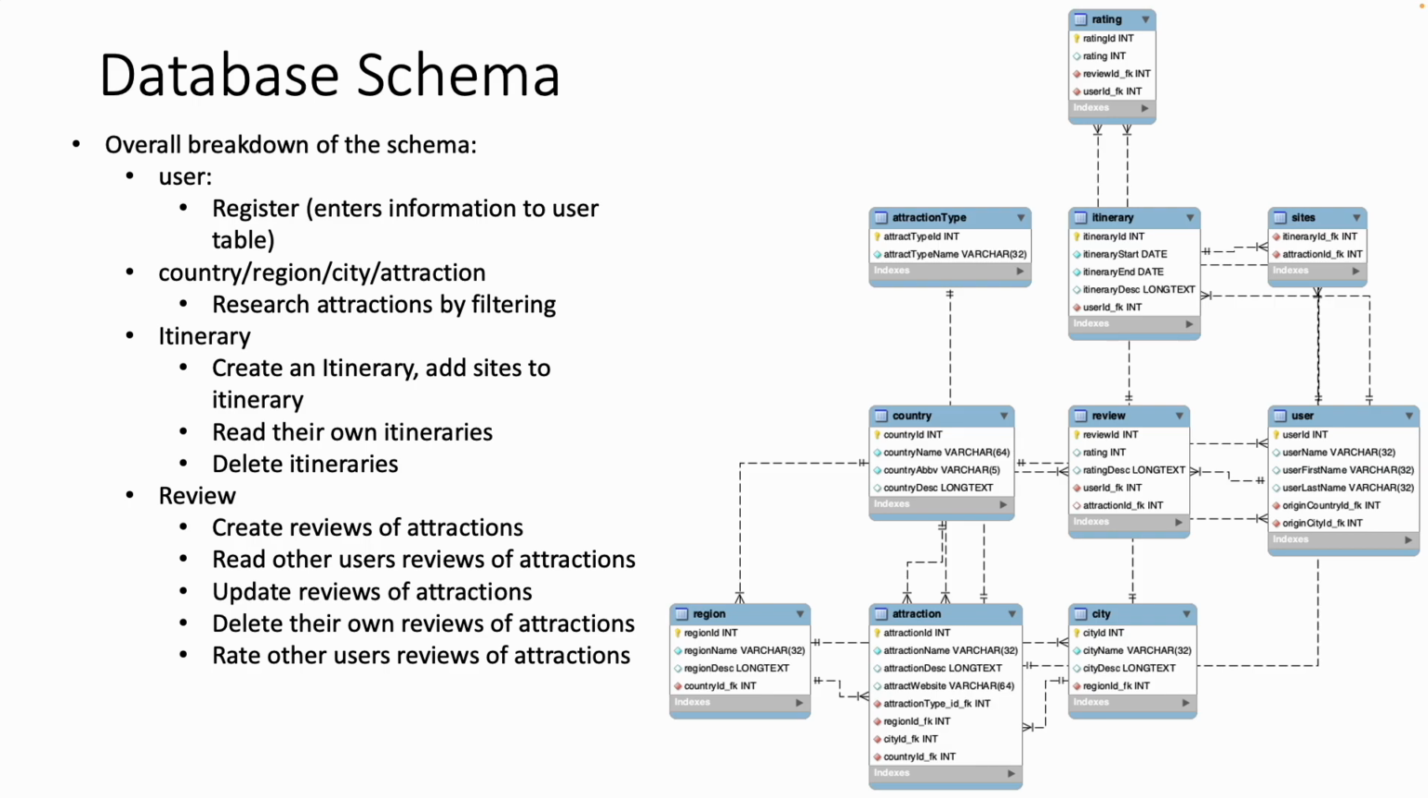Then we encounter the filtration feature, assuming the user immediately wants to go look at attractions, and you can filter by the country, by the region, by the city, or by the attraction based on the attraction type in the top left of the schema. So that allows the user to view that in any of these ways. That'll come into play when we look at either the itinerary or reviews.